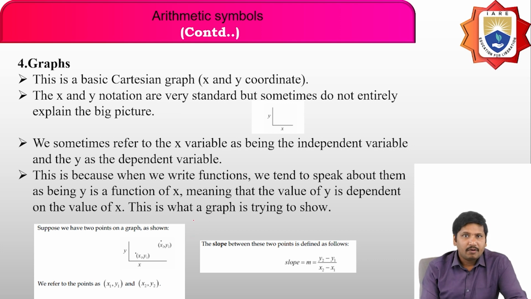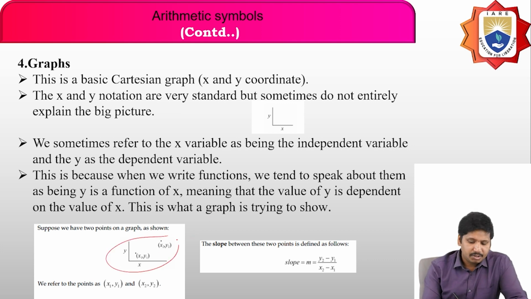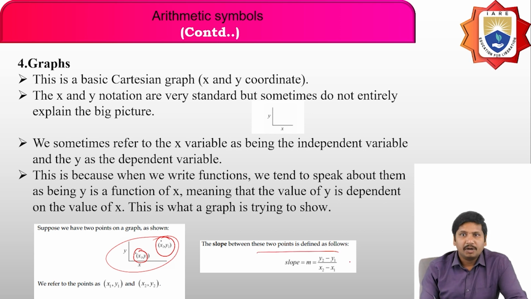Suppose I have 2 points, then how can I represent this? So x is one axis and y is another axis. If I represent a point, I can specify x1, y1, and then another point, x2, y2. Now the slope of these 2 points is written from the equation: slope m is equal to y2 minus y1 by x2 minus x1.